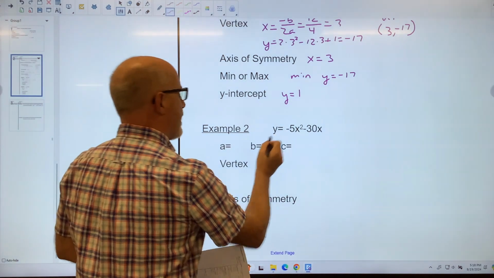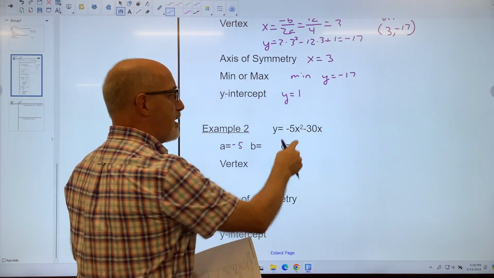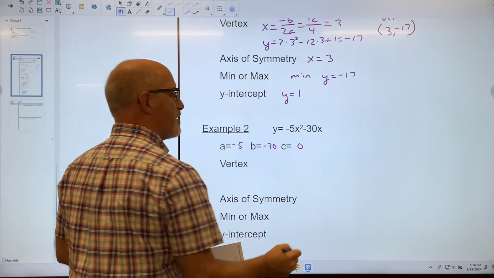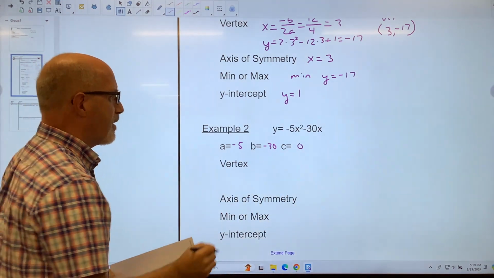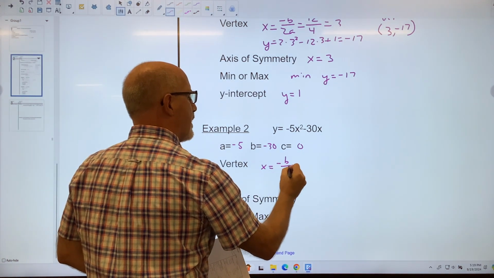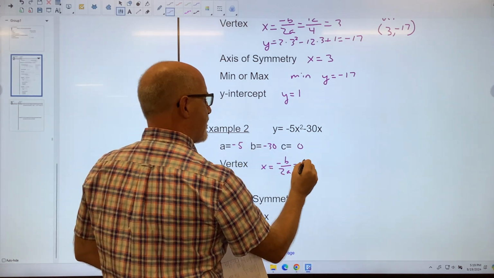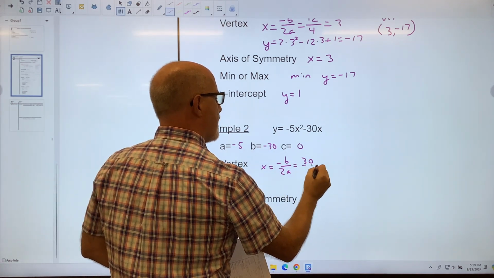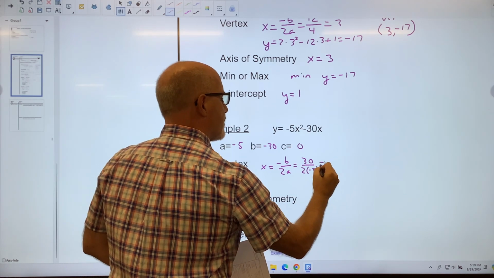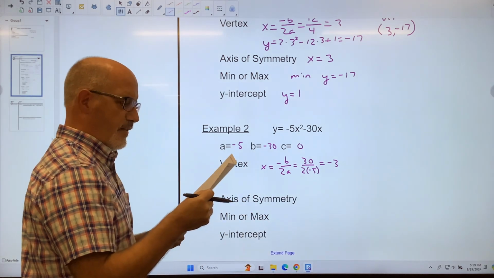Notice on this one, my a value is negative 5, which means it's going to open down. My b value is negative 30, and my c value isn't listed, so it's 0. For my vertex, x equals the opposite of b over 2a. That's the opposite of negative 30, so positive 30 over 2 times negative 5. 30 over negative 10 is going to be negative 3 for my x value.